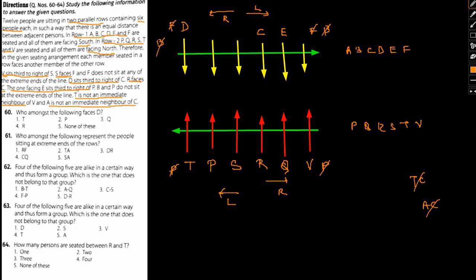Now, it's another thing given, A is not an immediate neighbor of C. So A can be here or A can be here. And what else is given? F does not sit at any of the corner. F cannot be here, so F also can be here and here. S faces F, so this will be F.